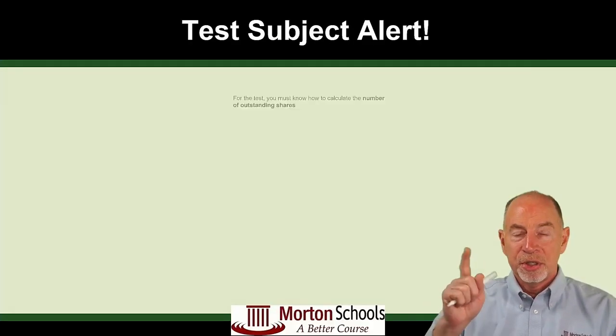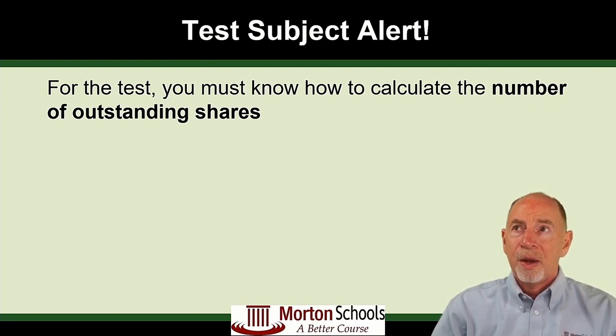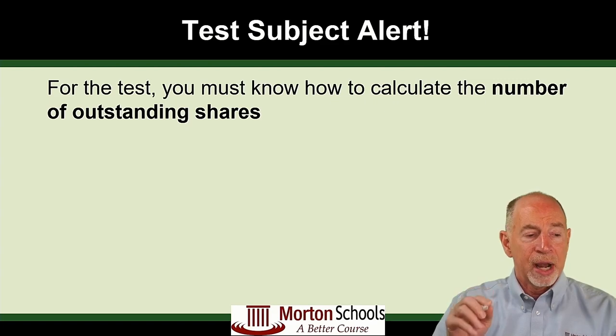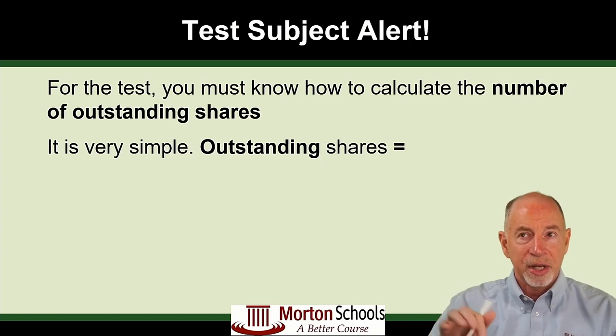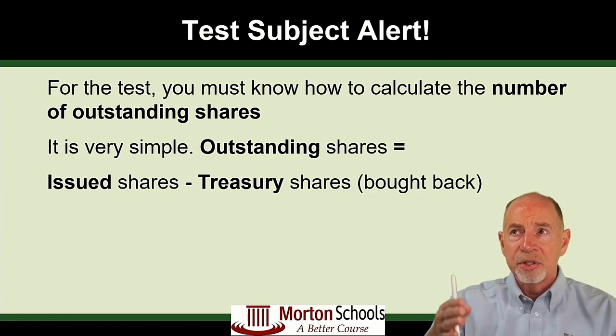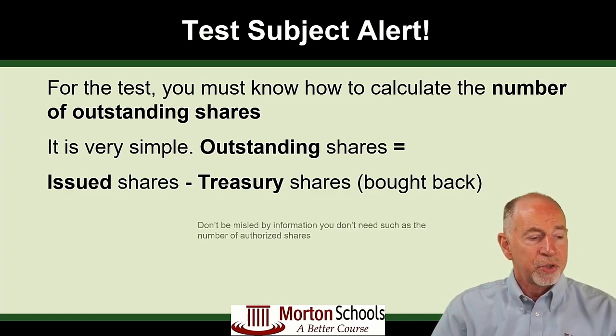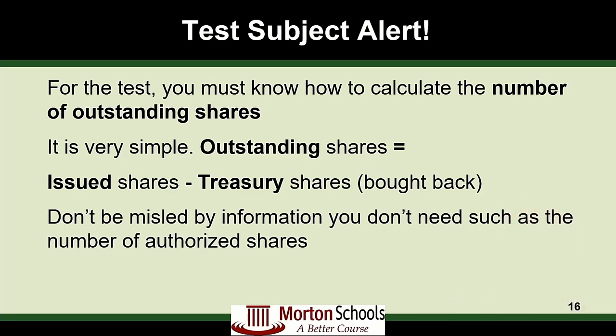Now, a couple of test subject alerts. And these test subject alerts tell us that what? This is something you can definitely expect to see on the test, especially the SIE test. So for the test, you want to make sure you can calculate the number of outstanding shares. I've already talked about this. So that means that what? Number of outstanding shares is the number of issued shares minus the number of treasury shares, the number of shares that are bought back. It says, don't get misled by information you don't need, such as the number of authorized shares. The number of authorized shares would have nothing to do with this, only outstanding, issued, and treasury.